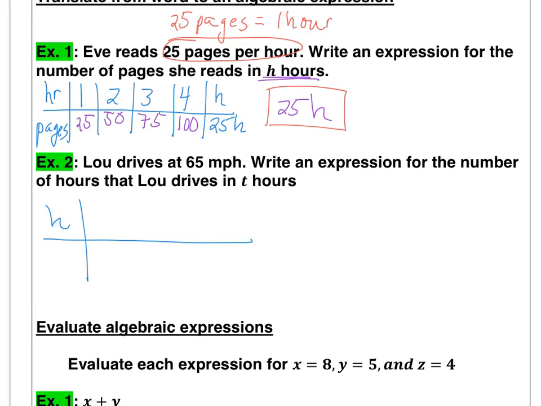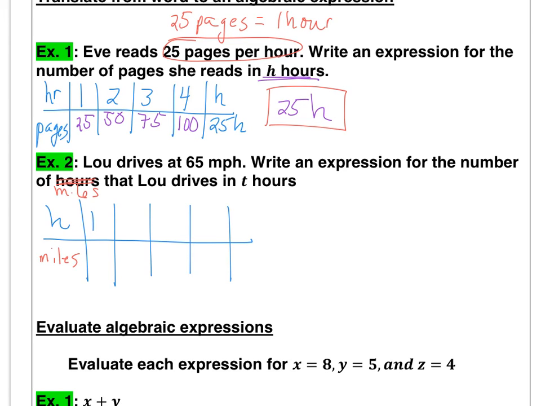So you might have noticed that there's an error here. We cannot write an expression for the number of hours that Lou drives in t hours. This should be write an expression for the number of miles that Lou drives in t hours. And so this should be miles here. And I'll tell you why I know that. Watch what happens in our table here.